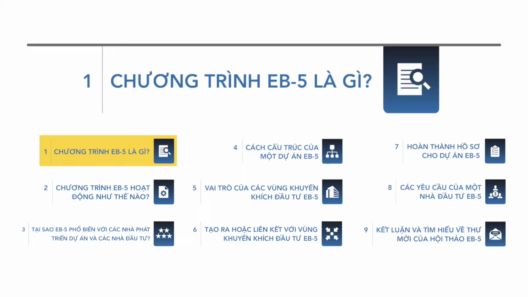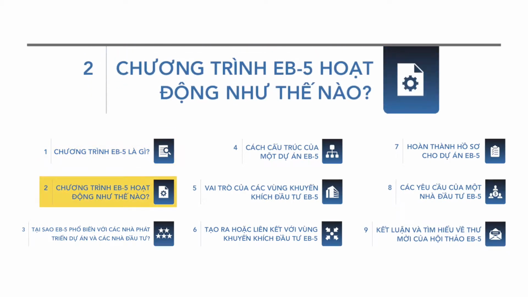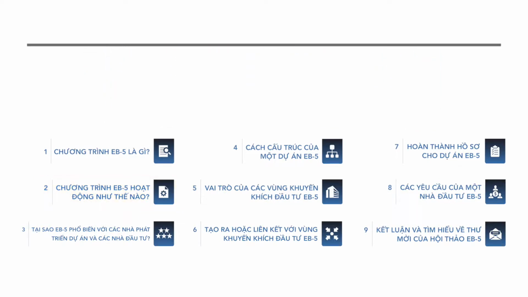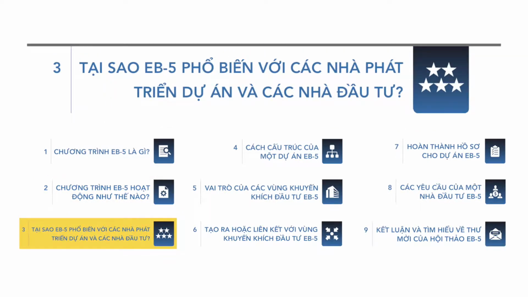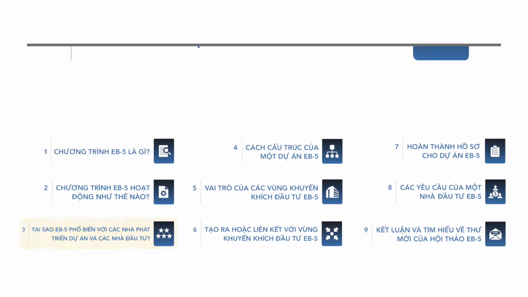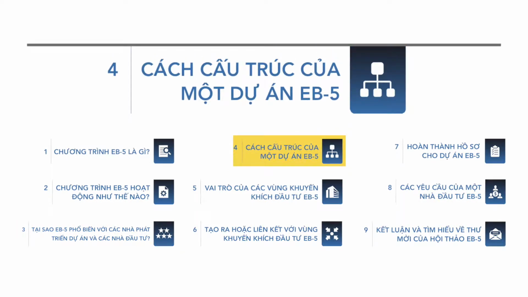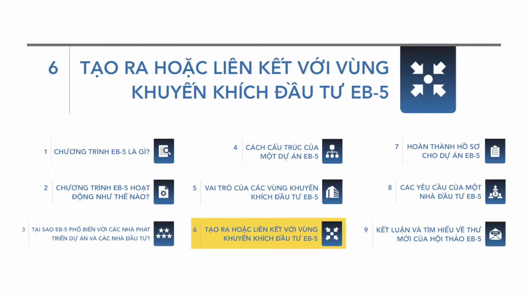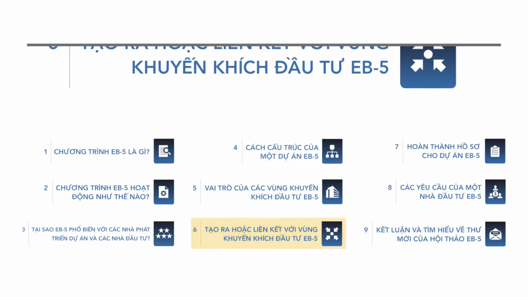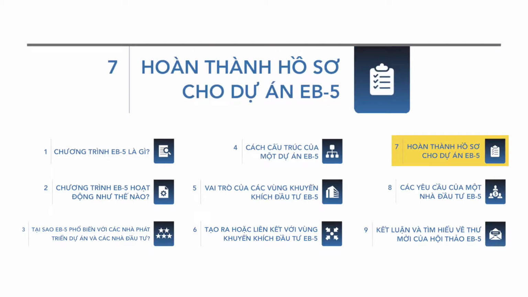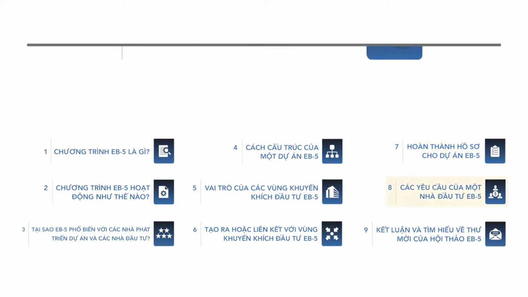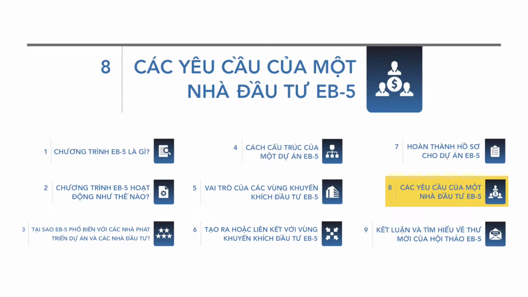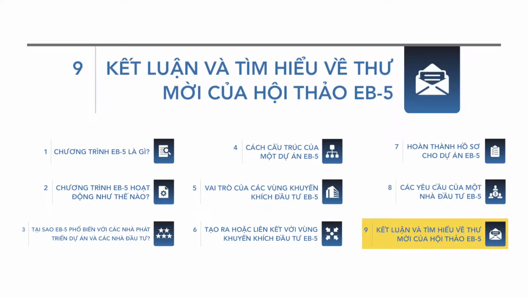What is the EB-5 program? How does the EB-5 program work? Why is EB-5 popular with project developers and investors? How to structure an EB-5 project. The role of EB-5 regional centers. Create or affiliate with an EB-5 regional center. Complete EB-5 project documentation. EB-5 investor requirements. Conclusion and invitation to our Learn EB-5 seminar.